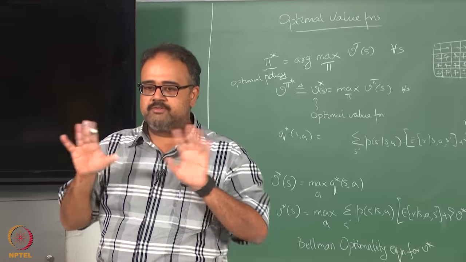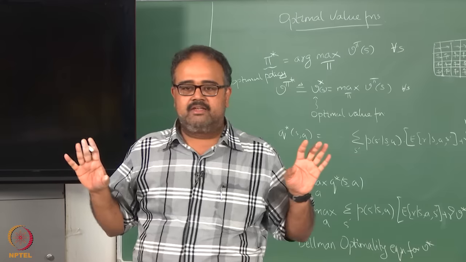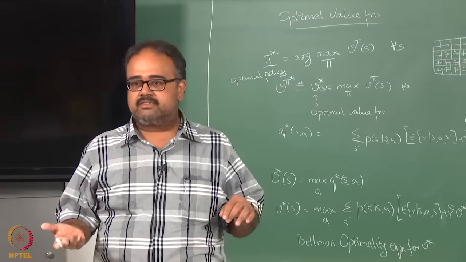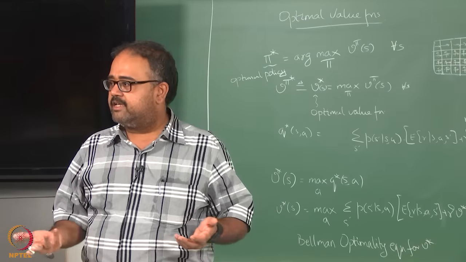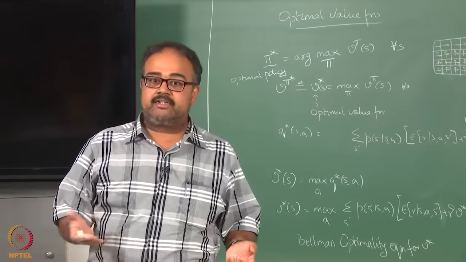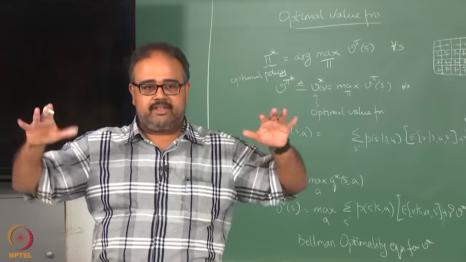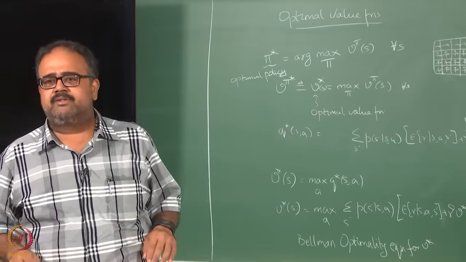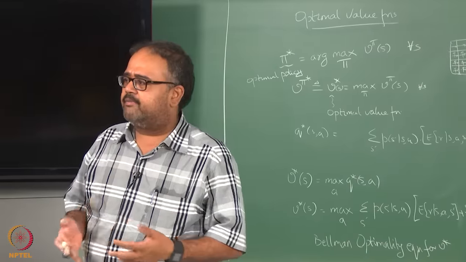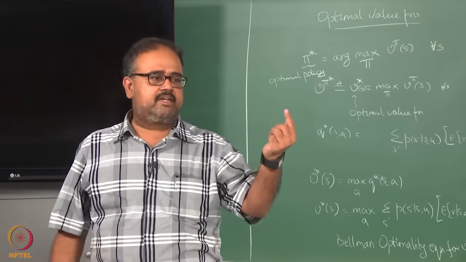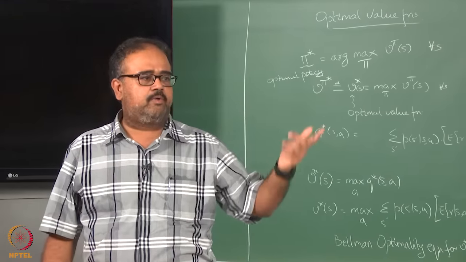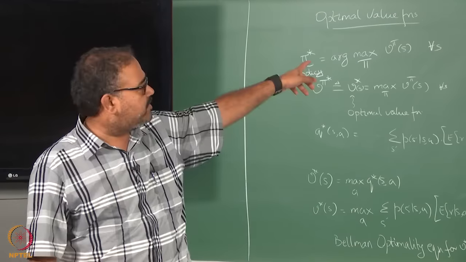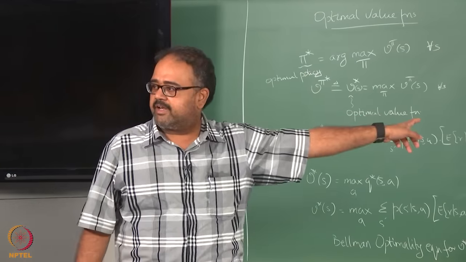It depends on how you implement the argmax. If you write it in such a way that it returns any one of the maximizers, you will get a deterministic policy. Or you can return all the maximizers, and then you can think of having some probability distribution over the maximizers. It can be uniform or otherwise. But if you think of argmax as arbitrarily returning one of the maximizers, you will get a deterministic policy. This is one way of recovering optimal policies from the optimal value function.